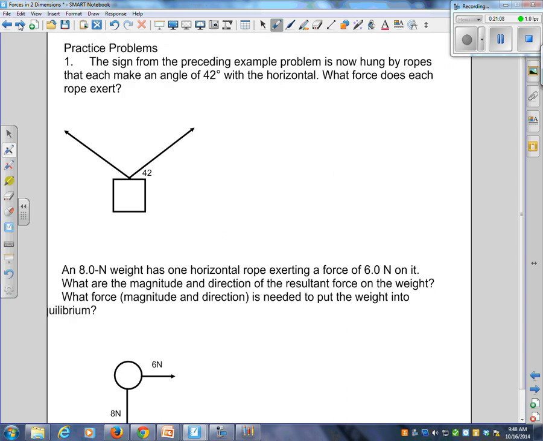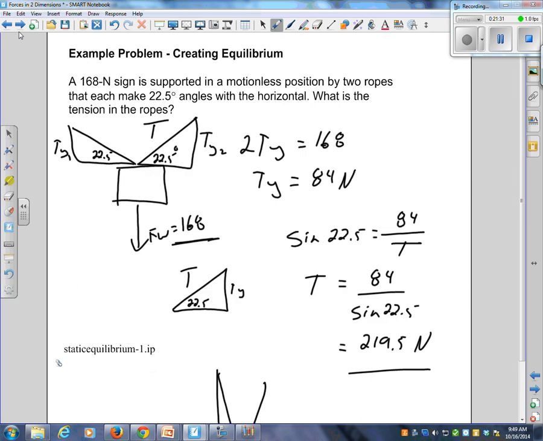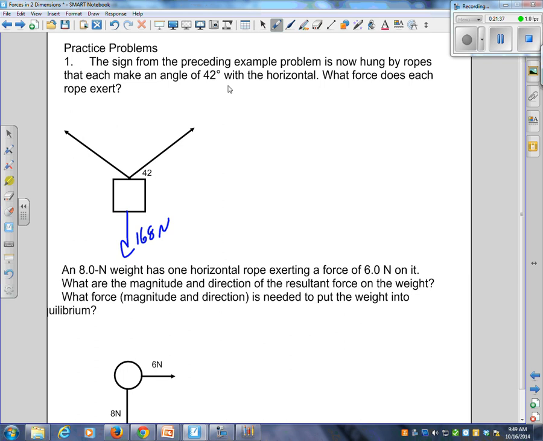Do you want to try a couple? Anyone? Shall I do one more with you? What's different about this one? It says the sign from the preceding example, exactly the same, 168 newtons, is now hung by ropes that each make an angle of 42 degrees with the horizontal. What force does each rope exert? I think it's exactly the same, except instead of 22.5, you're going to use 42. Go ahead, try that. You can do it. It's exactly the same setup.